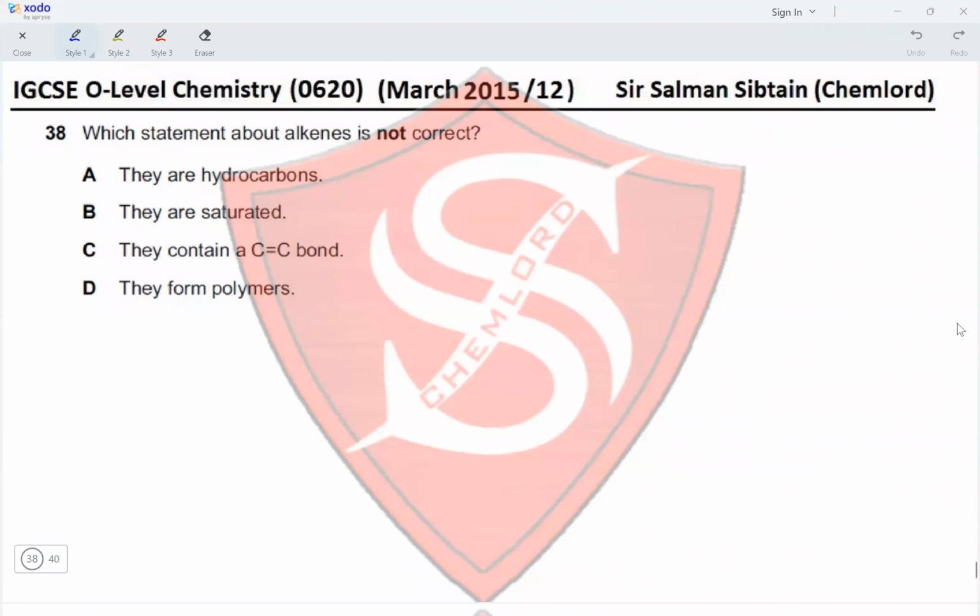Question 38. Which statement about alkenes is not correct? They are hydrocarbons? Yes, they are hydrocarbons. They are saturated? No, they are unsaturated due to the presence of a double bond. They contain a carbon-carbon double bond? Yes. They form polymers? Yes, they form addition polymers. Therefore, option B is the correct option for this question.